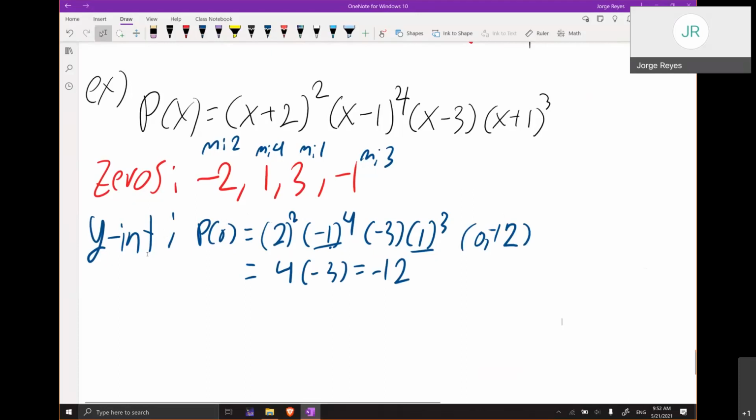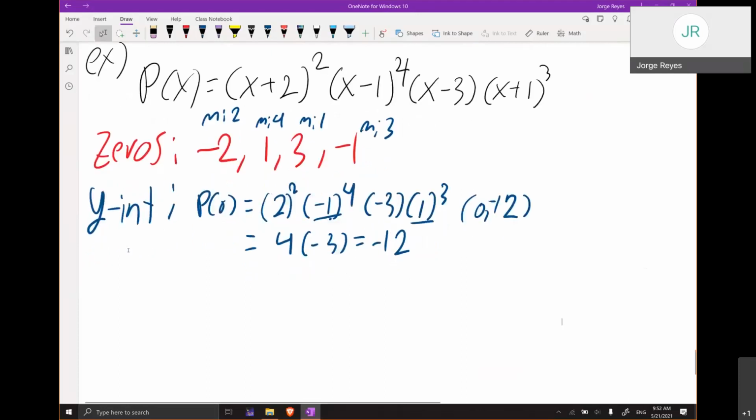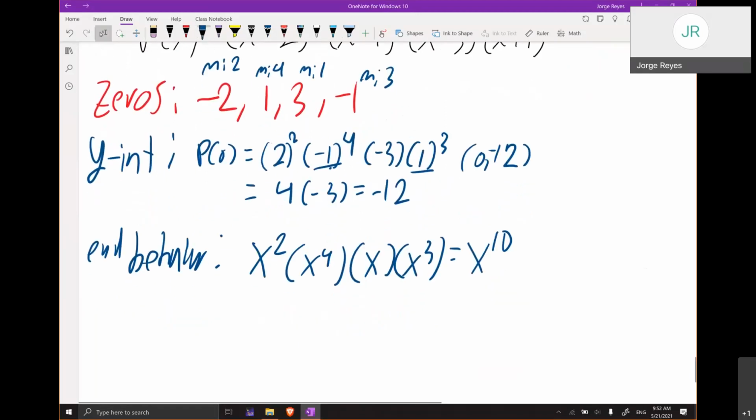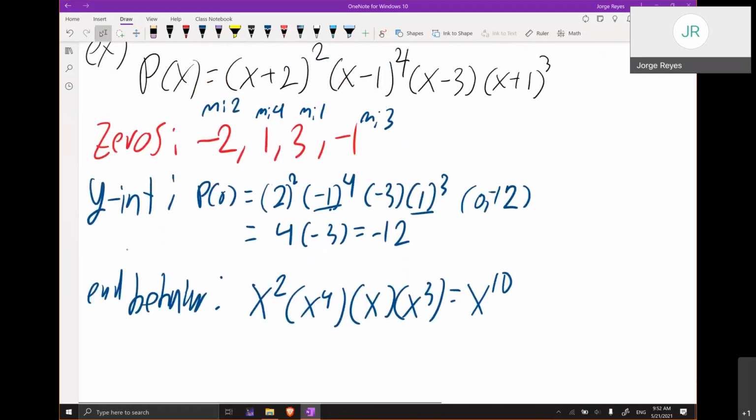That's the y-intercept. And then end behavior. I'm going to get an x squared times an x to the 4th times an x times an x cubed. What is that? 4, 8, 9, 10. So an x to the 10. So my end behavior should be up, right? It should look like a U or like a really crazy W.